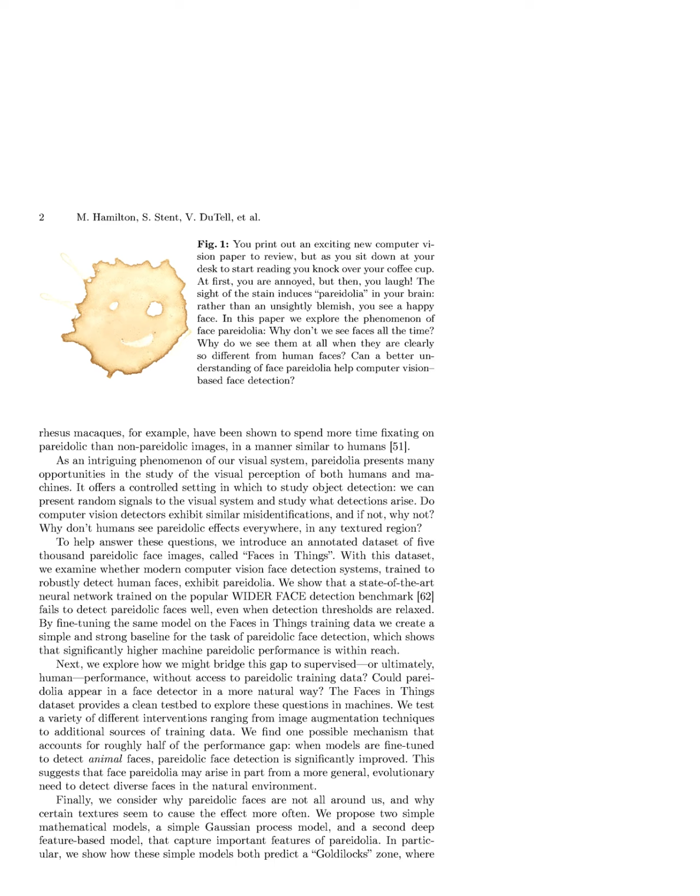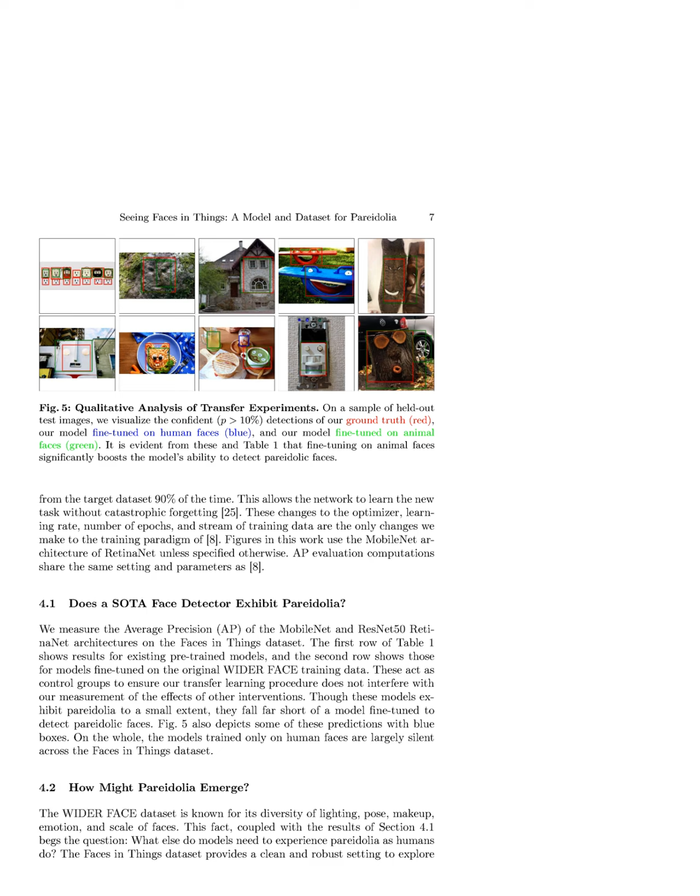The new method introduced in the paper, which involves fine-tuning a state-of-the-art neural network, RetinaFace, on the Faces in Things dataset, significantly improved the detection of pareidolic faces. Specifically, the fine-tuned models demonstrated a marked increase in average precision, AP, for pareidolic face detection compared to pre-trained models that were not fine-tuned on pareidolic data. The results indicated that while existing models exhibited some pareidolia, they fell short of the performance achieved by the fine-tuned models, which effectively closed about half of the performance gap between human-trained models and those specifically trained for pareidolia.